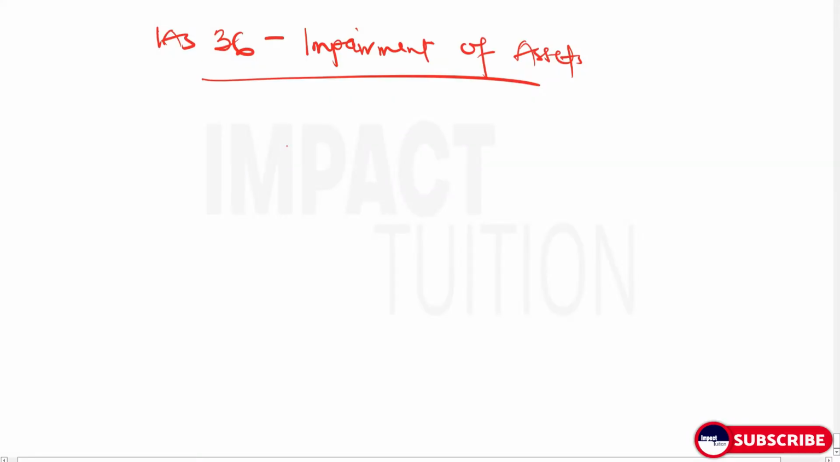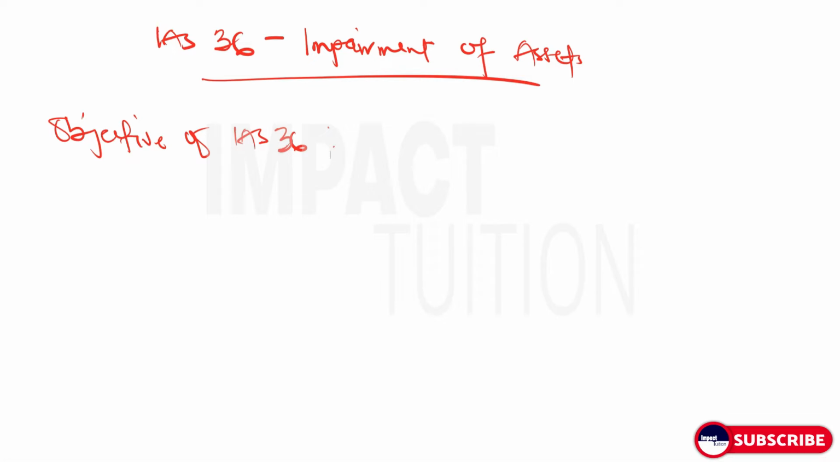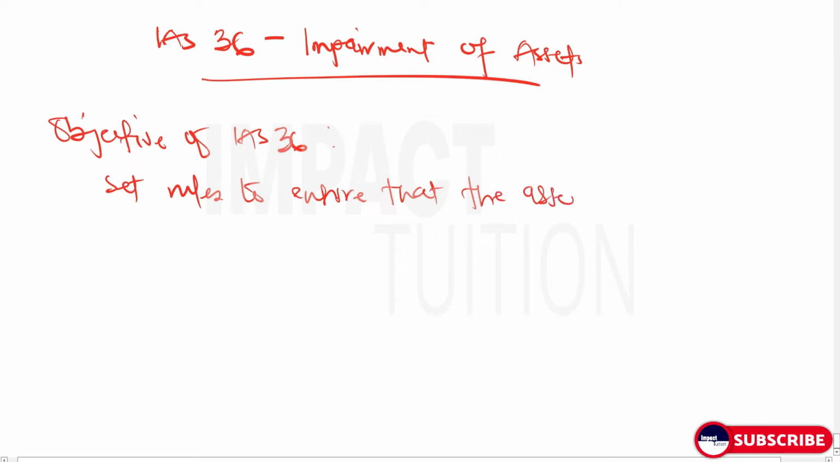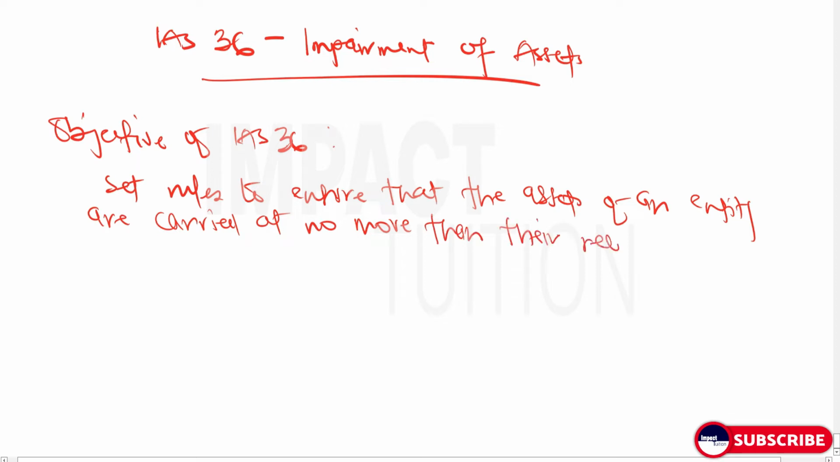Let's begin. Objective of IAS 36. The objective of IAS 36 is to set rules to ensure that the assets of an entity are carried at no more than their recoverable amount. This is the objective of IAS 36.